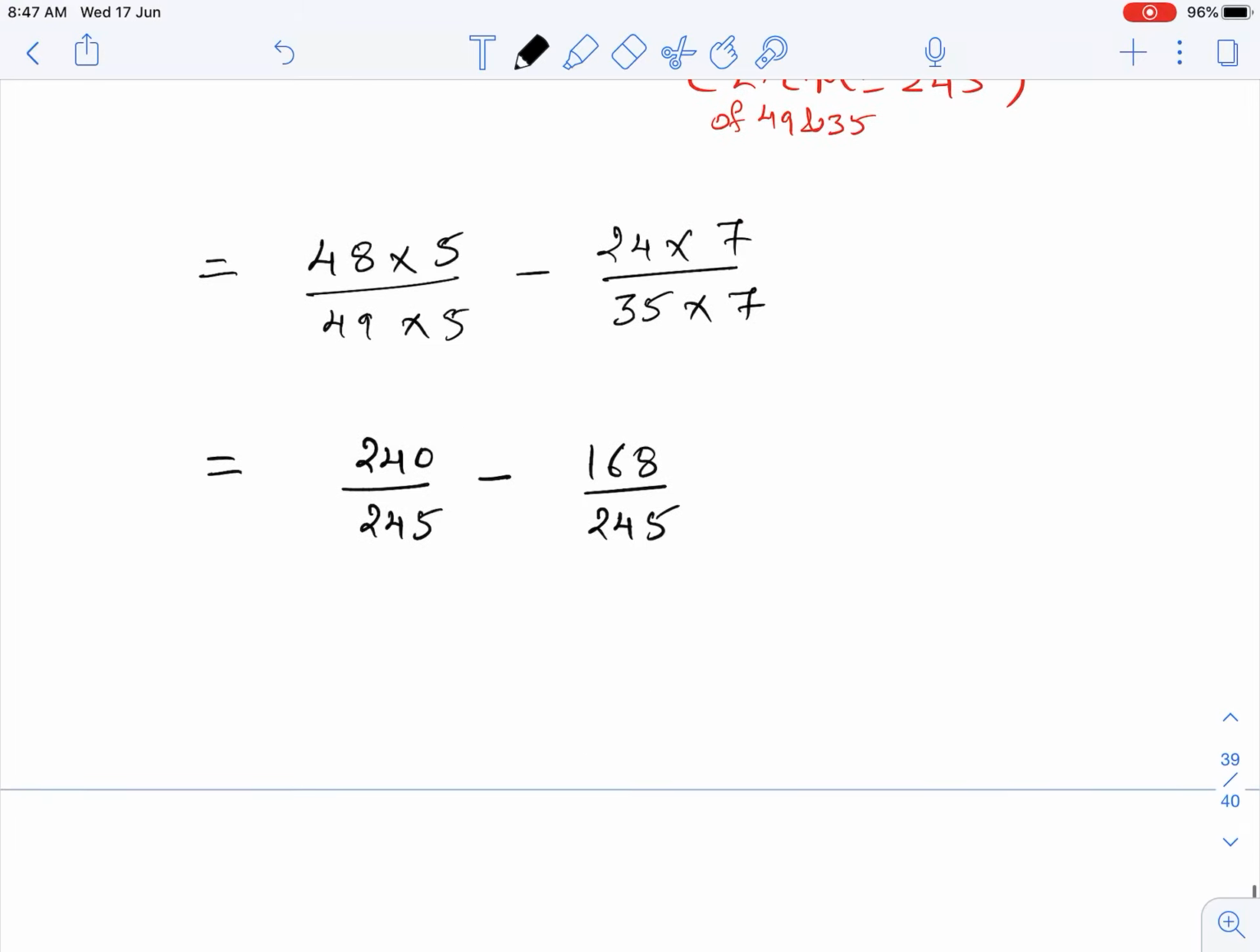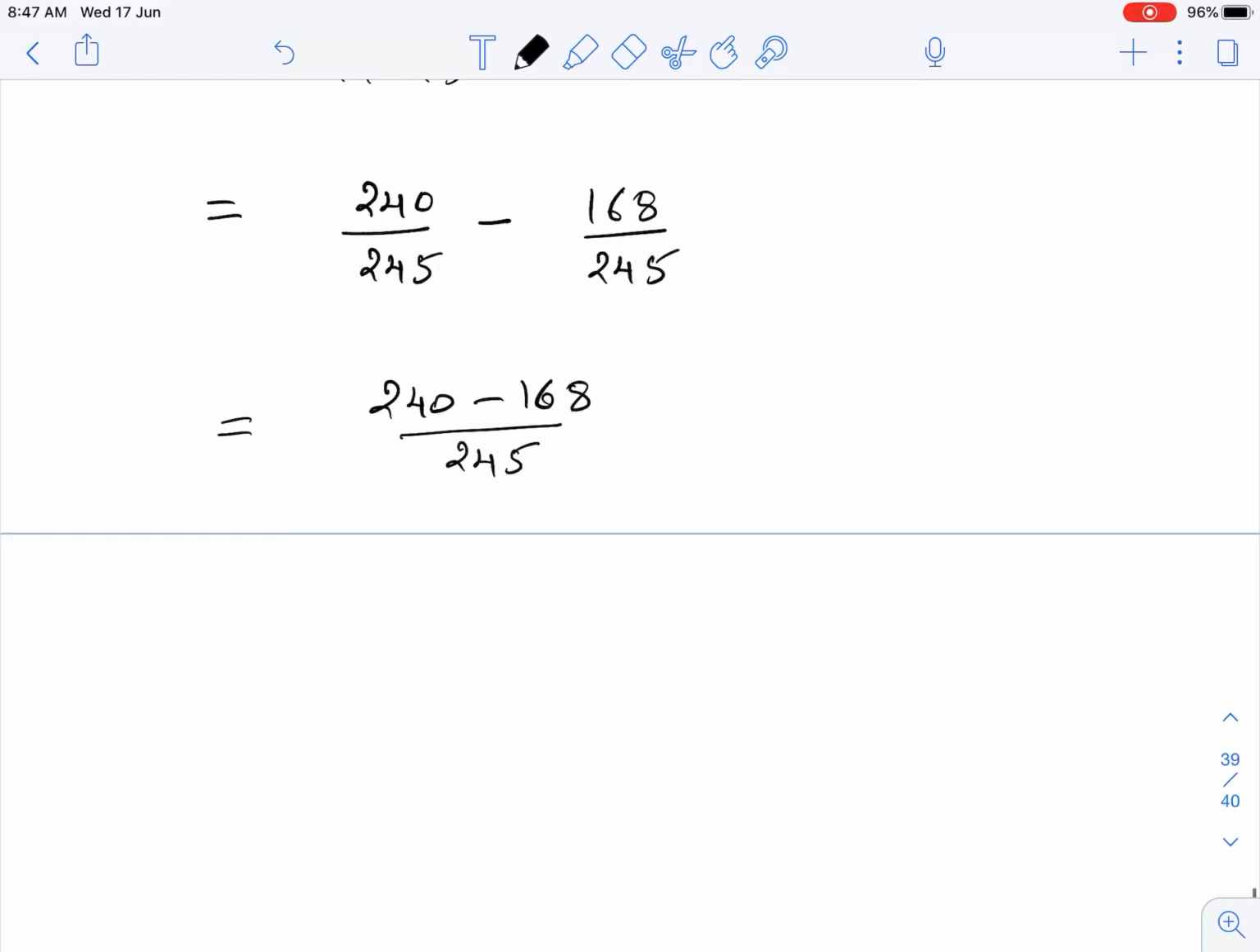Now both the numbers have the same denominator. So we will write this denominator only one time and then subtract the numerators. You will get 240 minus 168 upon 245 equals to. Now what is 240 minus 168? It is 72, so that is 72 upon 245. So this is our final answer.